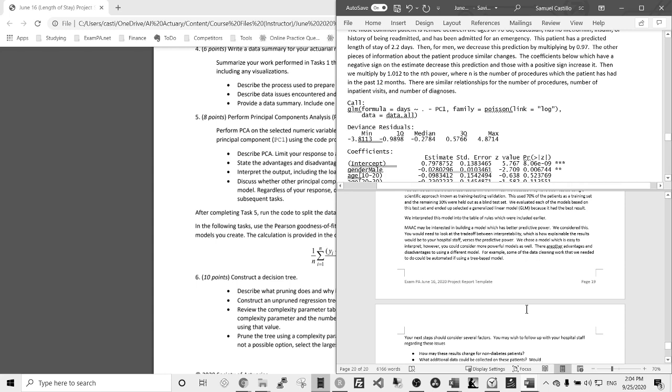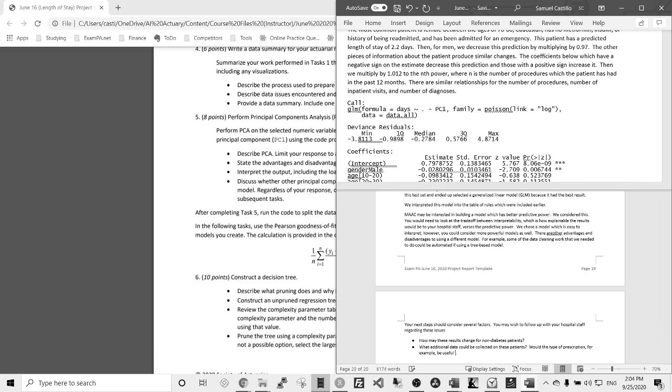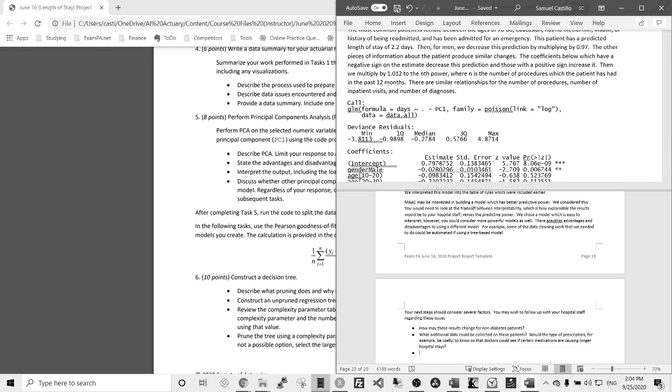Would the type of medical prescription, for example, be useful to know so that doctors could see if certain medications are causing longer hospital stays? Or perhaps more recent data could be collected. This study was based on data from 1999 to 2008, but medical records have changed in the last 12 years, and so this study may be out of date.